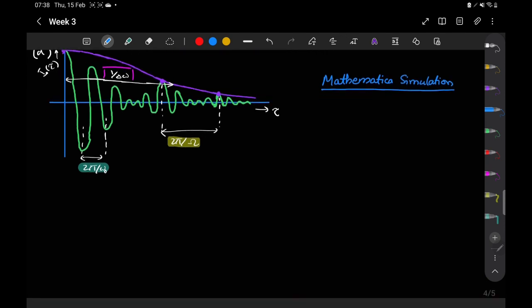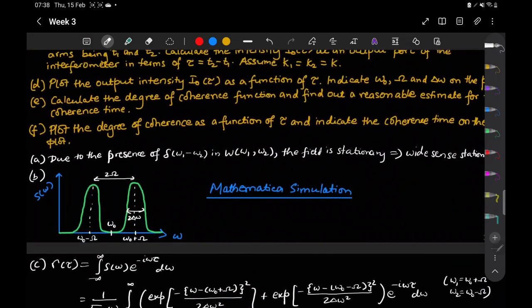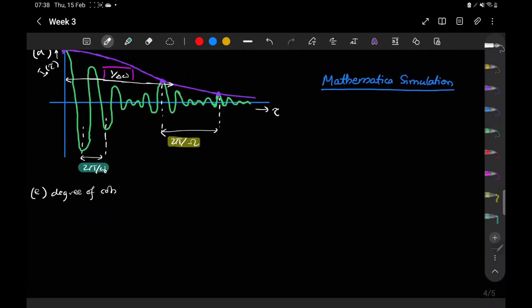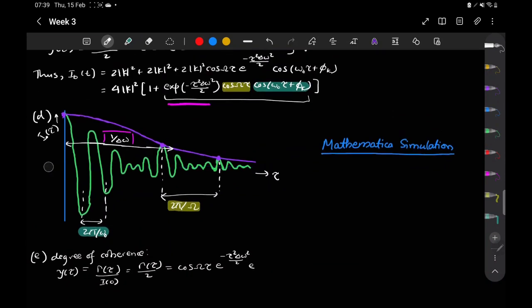Coming back, we need to look at the degree of coherence function, and then we need to find out the coherence time. This we have already found out in the above part. Oh, sorry, in this question I have drawn the axis wrong.